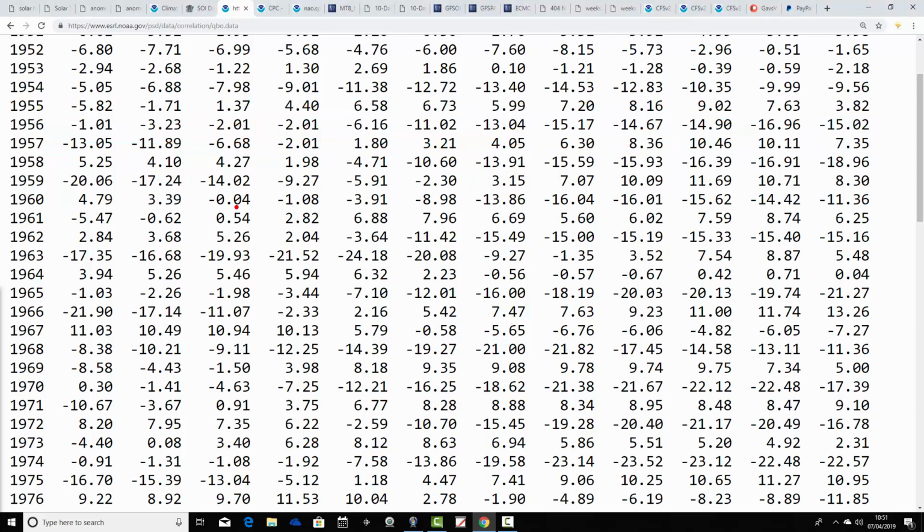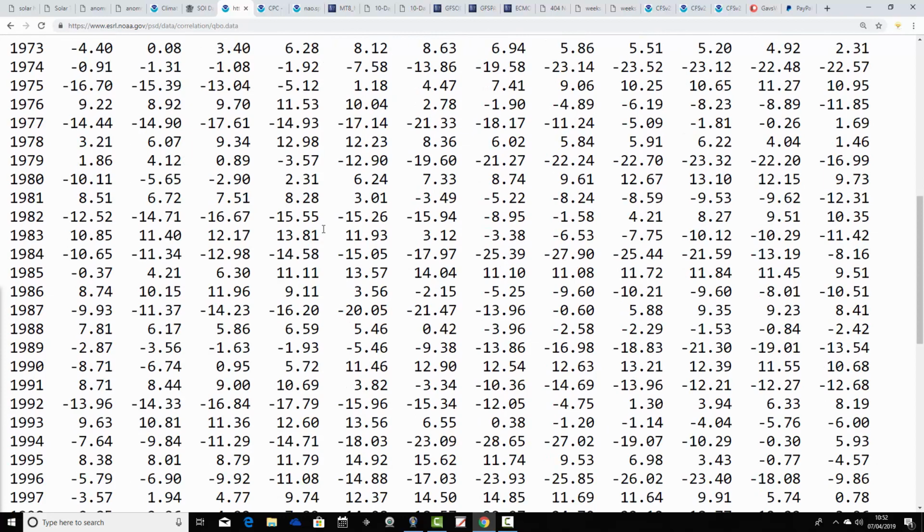The QBO is a very, very regular sort of rhythm, almost like a pulse, should be continuous, should be regular, going from these easterly to westerly QBO phases.